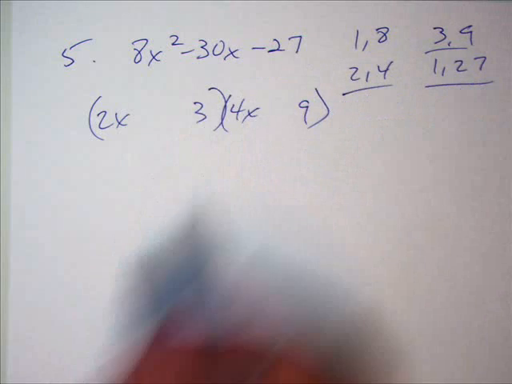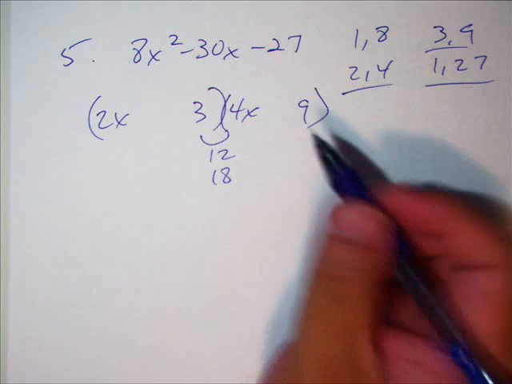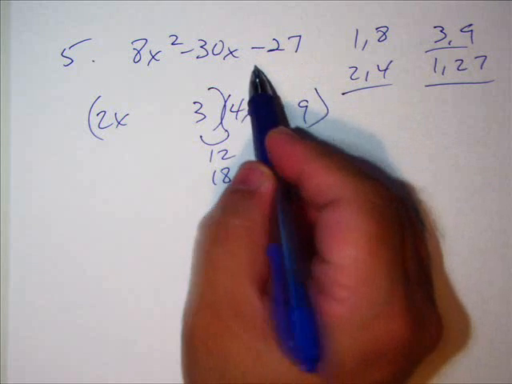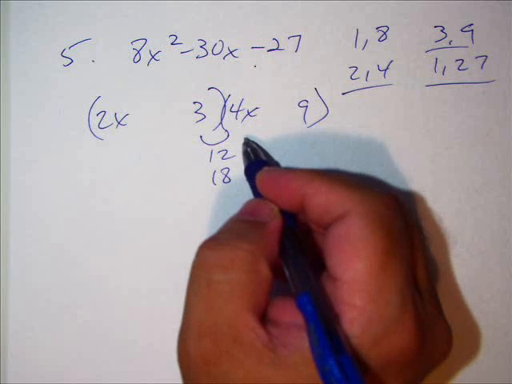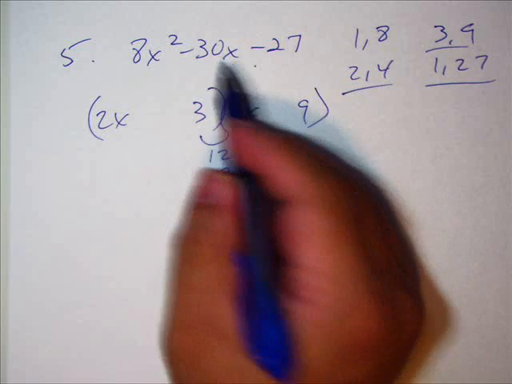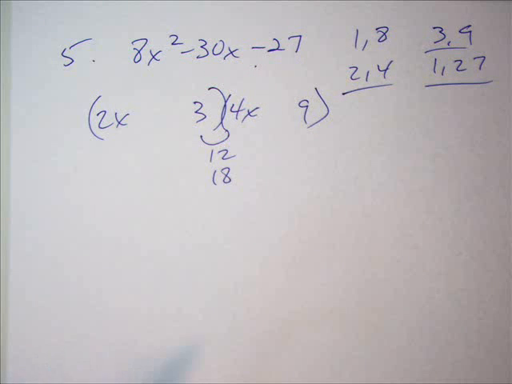Let's try that out. Inside is 12. Outside is 18. I got lucky. Oh, wait. It's a negative 27. They have to subtract. They have to subtract? No. They have to subtract to make 30. 12 subtract 18 does not make 30. I almost fell into a trap.